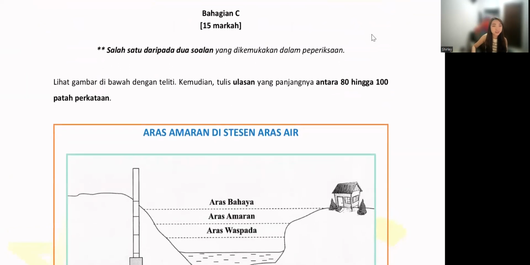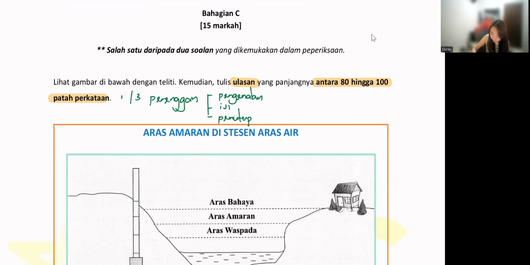All right, for this one, bahagian C. Bahagian C ulasan. Ulasan within 80 to 100 words. Okay. Then if it's for ulasan, how many paragraphs you need to write? For ulasan, it's either one or three paragraphs. Satu ataupun tiga perenggan. It still need to depend on your teachers. But same thing, you will always start with the pengenalan, then isi, then penutup.